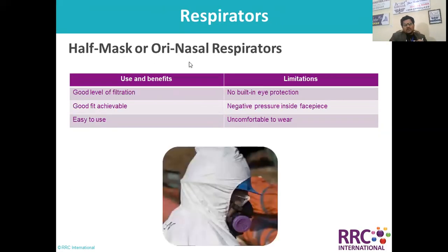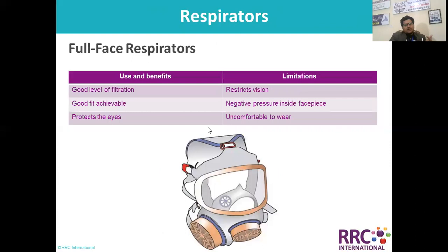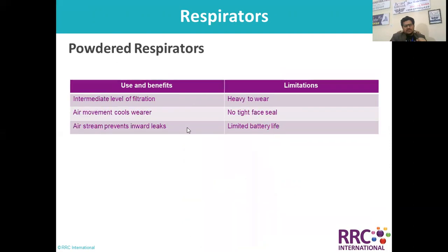Same way, half mask or oro-nasal respirators have a good level of filtration, a good fit achievable, and are easy to use. Look at the picture. But the problem is no built-in eye protection, negative pressure inside the face piece, and uncomfortable to wear. So what is the best strategy? Use full face respirators, with a good level of filtration, a good fit achievable, and protection for the eyes, though there are also restrictions to the vision, negative pressure inside the face piece, and they are uncomfortable to wear. These are full face respirators.